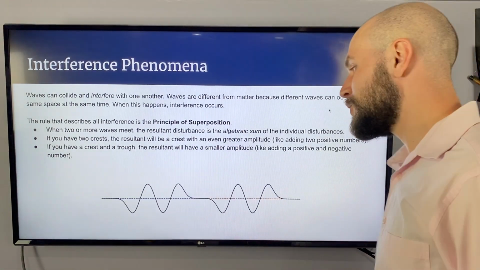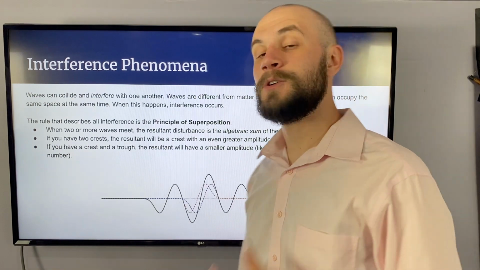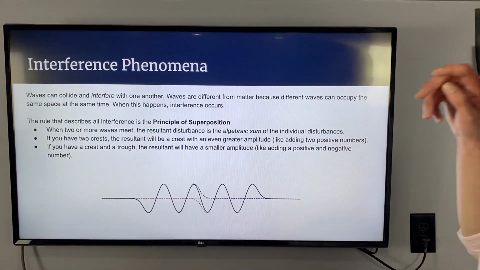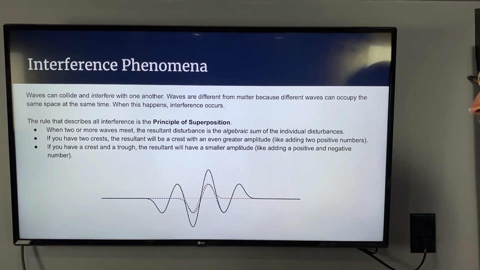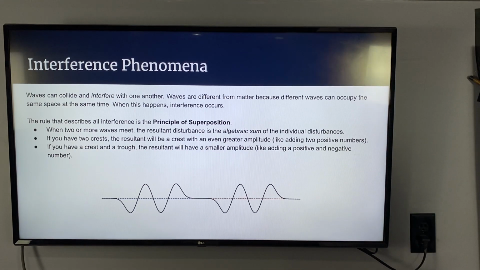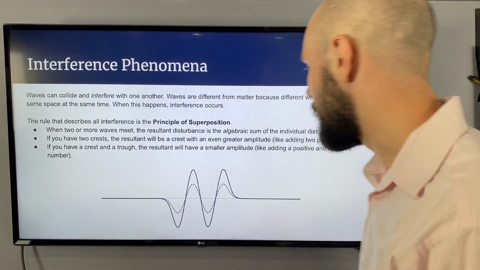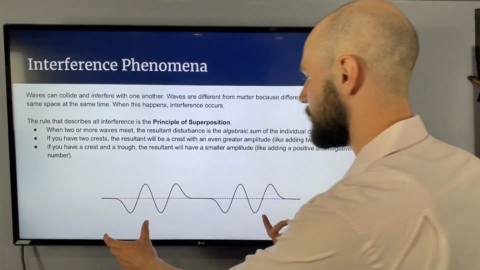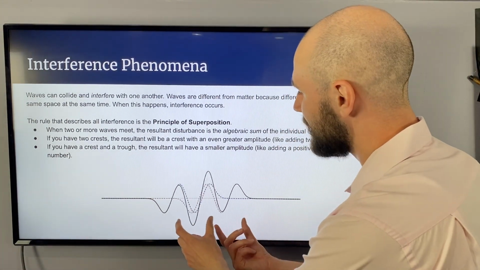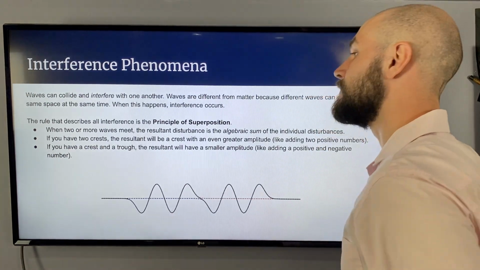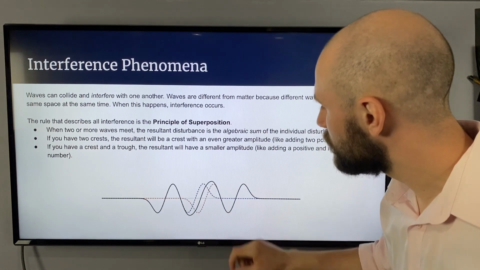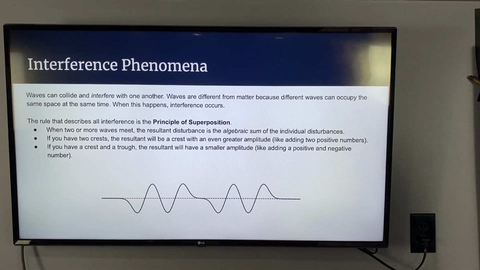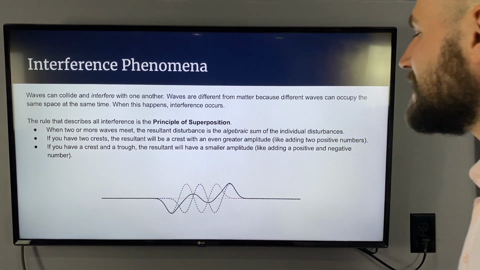Well, because waves transmit energy, and energy can neither be created nor destroyed, that energy has to be manifested somehow on the wave if they overlap one another. And we get this interference pattern. Watch these waves as they pass one another. When they pass over, we have areas of constructive interference where we get a greater amplitude, and areas of destructive interference where we get a lesser amplitude.